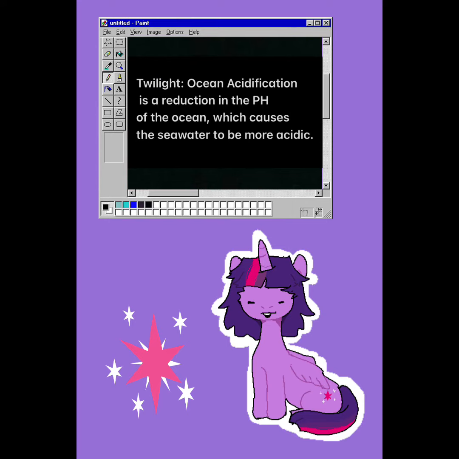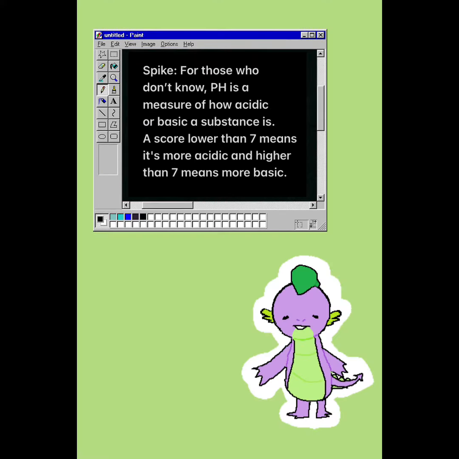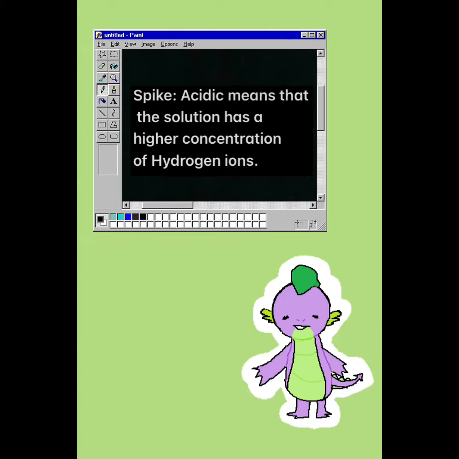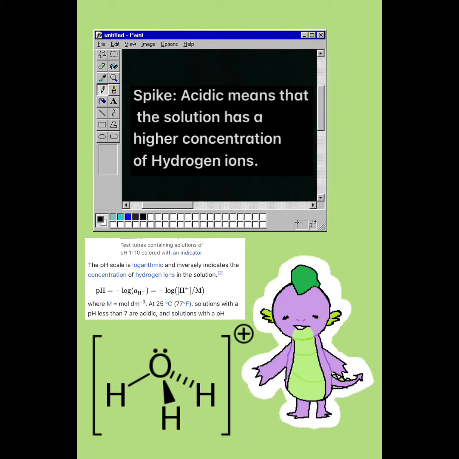Ocean acidification is a reduction in the pH of the ocean, which causes the seawater to be more acidic. For those who don't know, pH is a measure of how acidic or basic a substance is. A score lower than 7 means it's more acidic, and higher than 7 means more basic. Acidic means that the solution has a higher concentration of hydrogen ions.